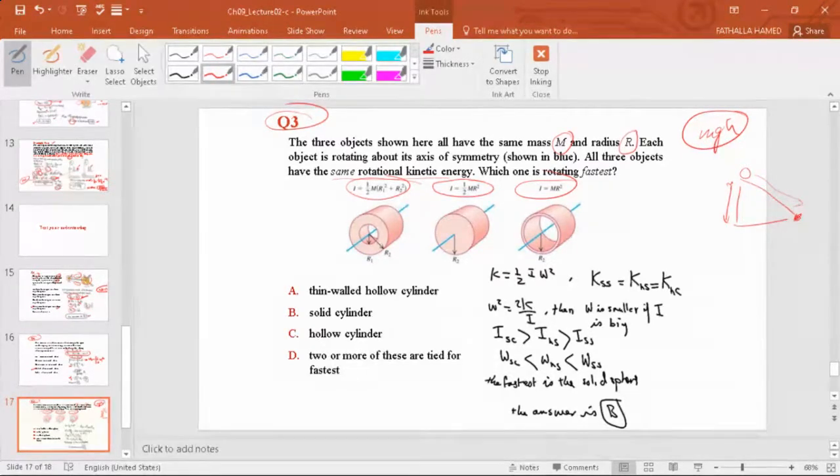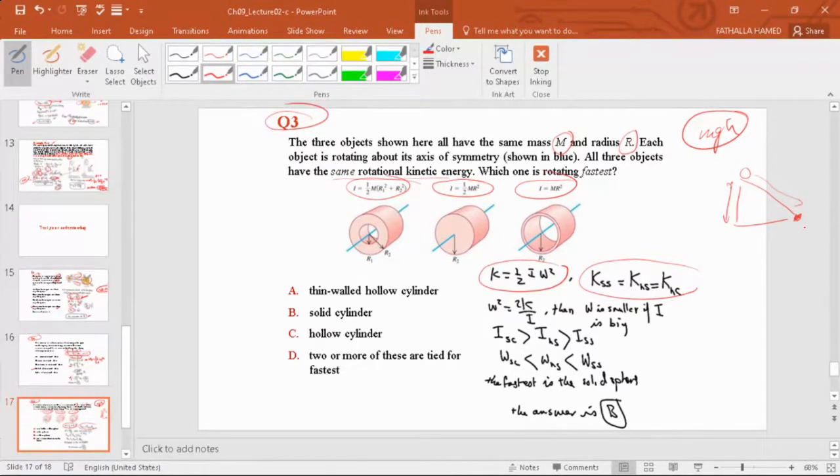So you start with the same potential energy, and it will be the same kinetic energy at the end. But they give you a condition here where mass will stay the same and R will stay the same. If you make R stay the same, that means maybe you're using different materials here. And they ask you which one will reach first, or which one will be fastest. You know that the kinetic energy equals 1/2 I omega squared.